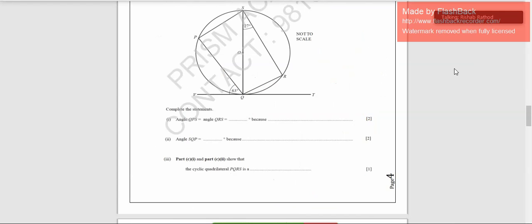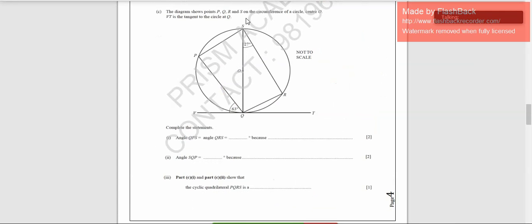Diagram shows PQRS on the circumference of a circle, center Q. Okay. Angle QPS, they're asking. QPS is equal to what, and what is the reason for the sign? Okay. Can I say angle QPS is 90 degrees? Angle subtended by the diameter.